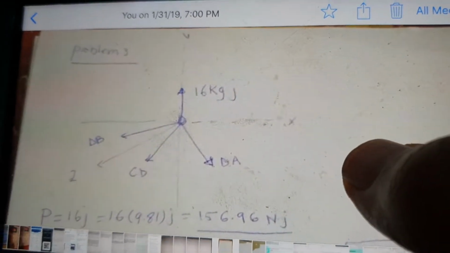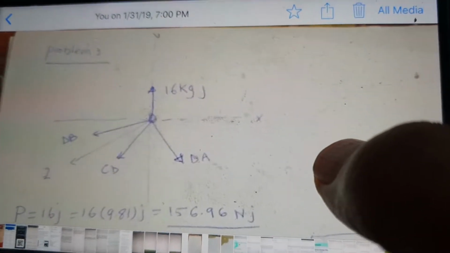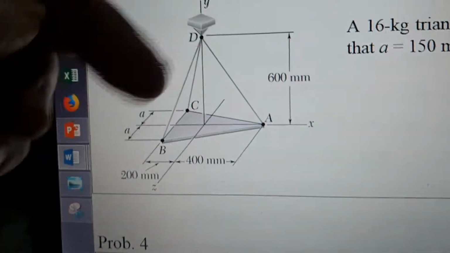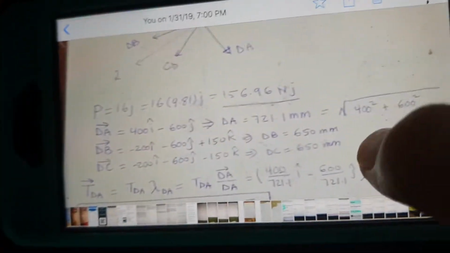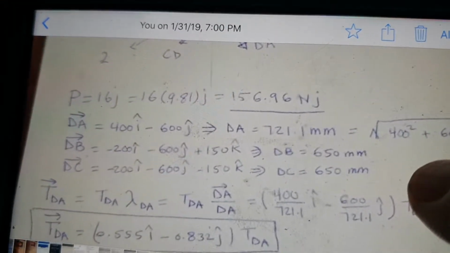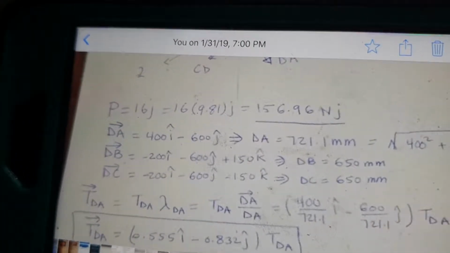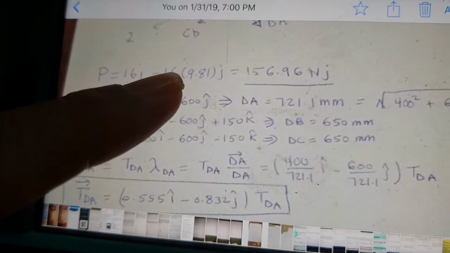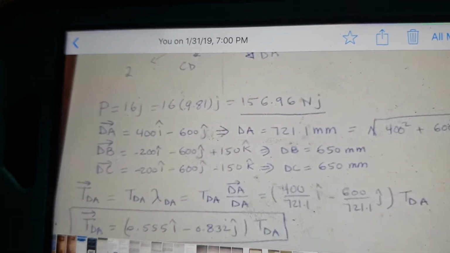Let's just make it very simple. Let's say that the weight is 16 kilogram in the negative J, and we could see DE, DA, DC, and DB, like that. Let's put P as 16g, so P is in the negative J. And you have to multiply 16 kilogram by 9.81 to make it 156.96 Newton in the negative J.